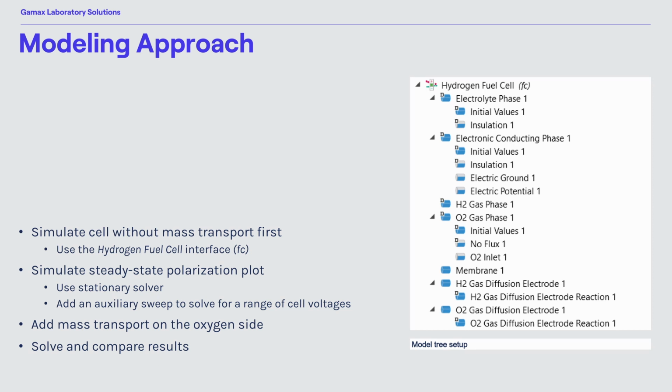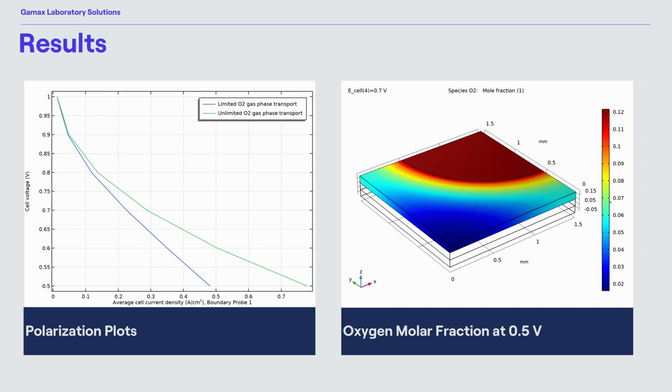Okay, so we will use a stationary solver, and we will use an auxiliary sweep to change the cell voltages. And here these are the results, and we will come back later, so we will revisit this. There are two options: the blue one, where there is limited phase transport on the oxygen side, and the green one, where there is no limit on the phase transport side. So these are the different stages. And we will run and walk through the cell voltage. We will decrease this, and we will see how the cell current density is changing.